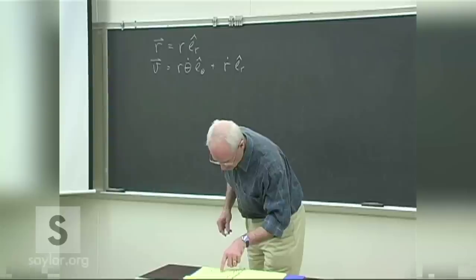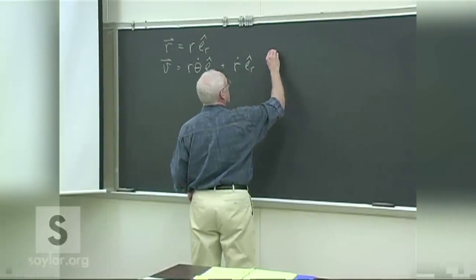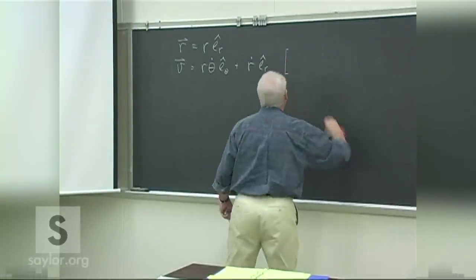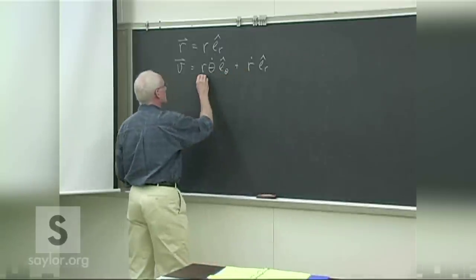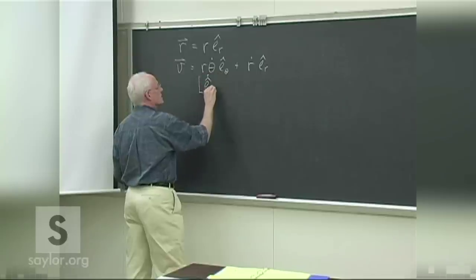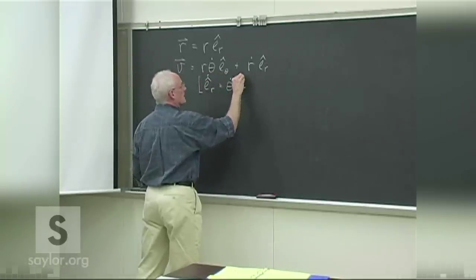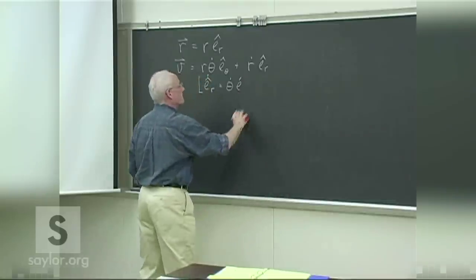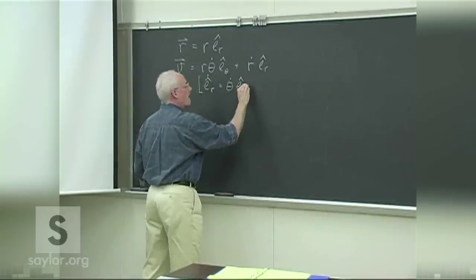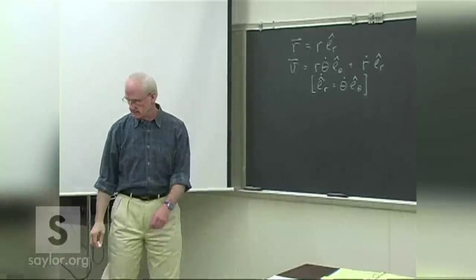Change in the unit vector, because we're going to need that again. So that was the time rate of change of the radial vector: theta dot, e theta hat. All right, just using that piece. Is that right?